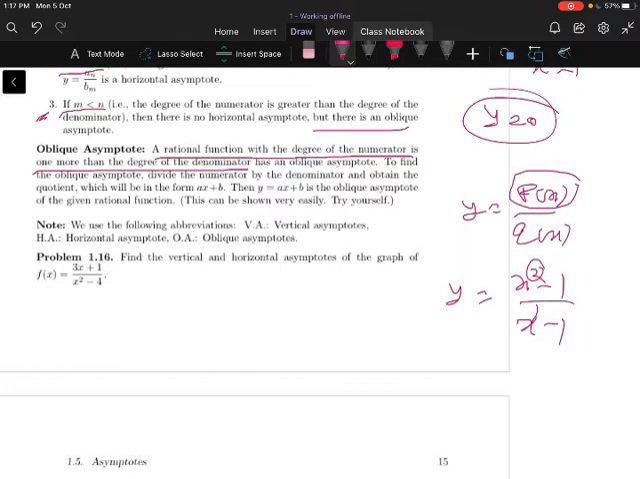So now to find the oblique asymptotes, divide the numerator by the denominator, and we will get a quotient. That quotient will be in the form y is equal to ax plus b. So then y is equal to ax plus b is an oblique asymptote of the given function. Now let us move to the problems. One can understand through the problems what exactly the vertical asymptote is and how to find the horizontal and oblique asymptotes.